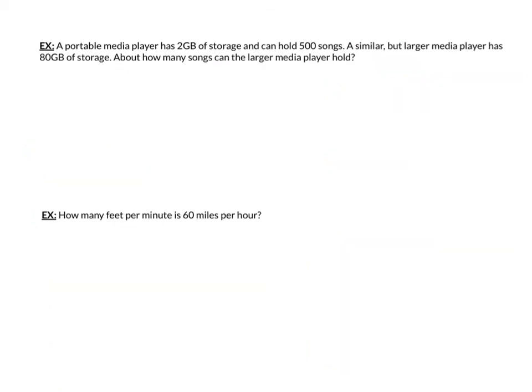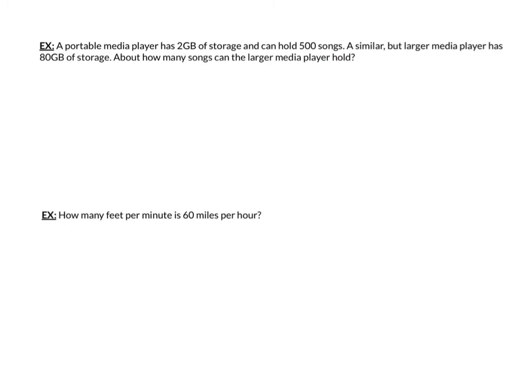All right, now we're going to look at applications that use proportions. These come up actually quite frequently on the SAT, ACT, proportional values. So let's look at a couple examples, some common ones. This first one says a portable media player, like an iPod, I guess, has 2 gigabytes of storage and can hold 500 songs. A similar but larger media player has 80 gigs of storage. About how many songs can the larger media player hold?